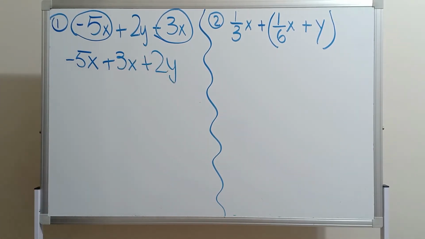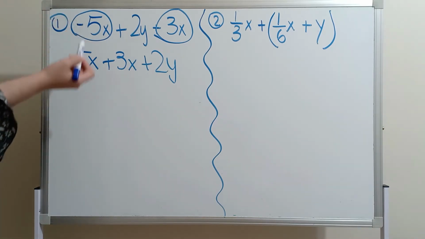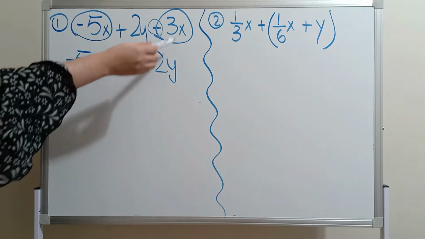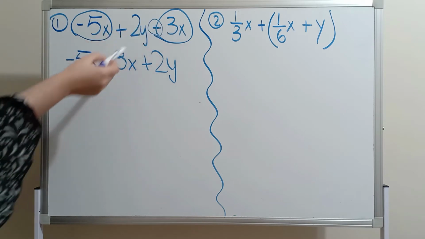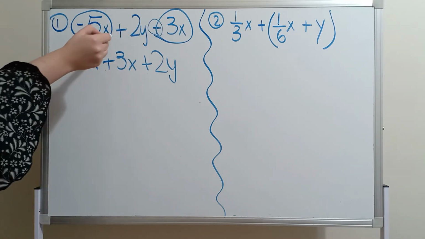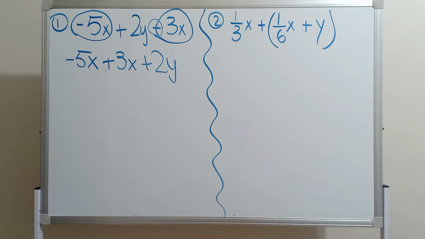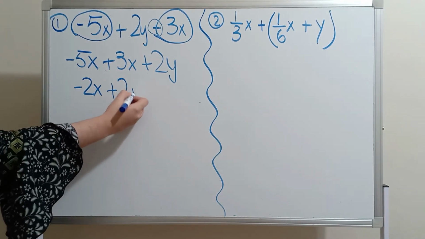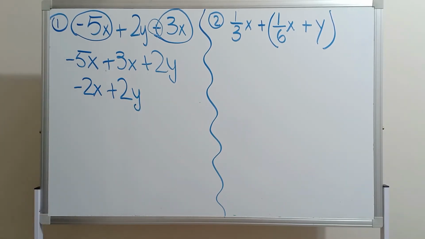2y. When we are writing expressions, we want to bring the sign with the term. So I'm going to bring the whole term, plus 3x, and then plus 2y at the end. This is what we have now. Now we can combine these. Negative 5x plus 3x will give us negative 2x plus 2y. So that can be our equivalent expression.